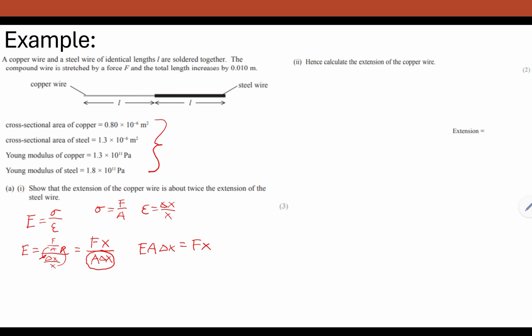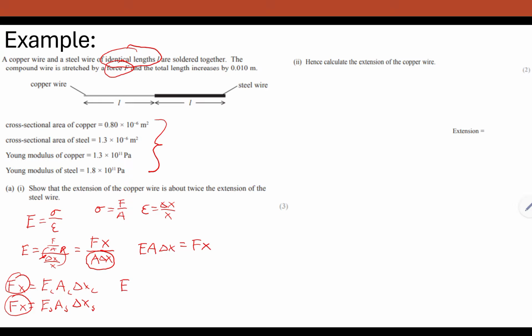So now we want to write this equation in terms of the copper wire and the steel wire. So we write Fx equals E_C, as this one will be for the copper wire, A_C change in x_C, and we do the same for the steel wire. So Fx equals E_S A_S change in x_S. From the question, both wires are identical lengths and the same force is applied to both of them, which means that these two are the same. So we can make these two equate to each other.